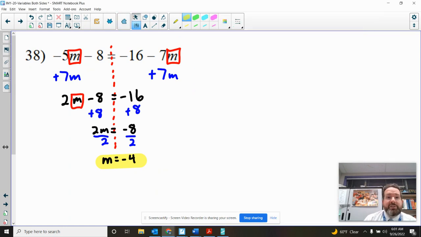So just to recap to finish up, when you've got variables in 2 places, first thing to do is to get the variable in 1 place. Then solve the equation like normal and check your answer.